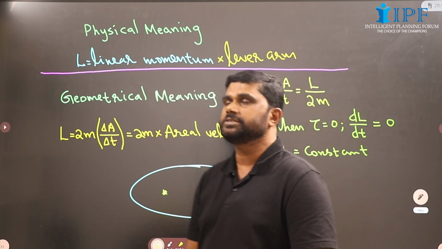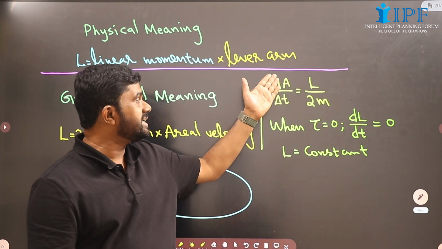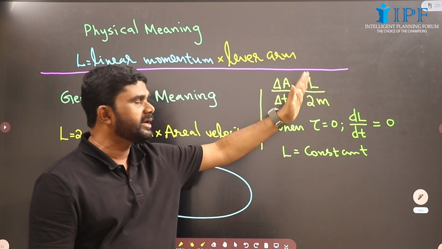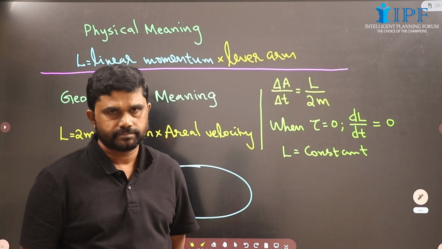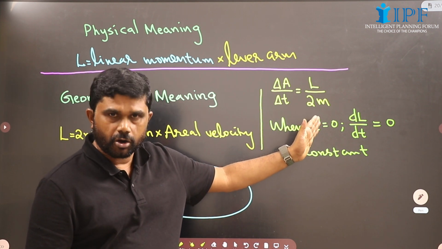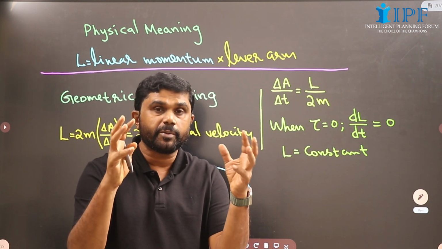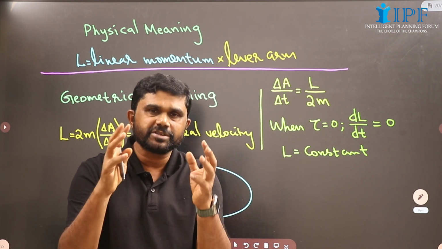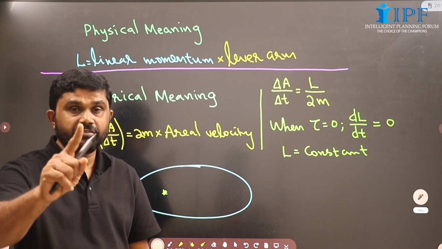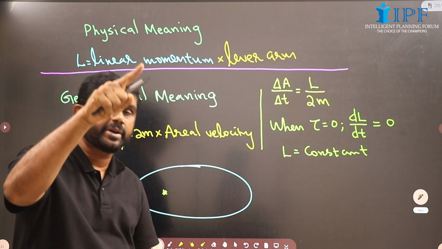Now children, we have the law of conservation of angular momentum. Delta A by delta T, that is the areal velocity, equals L, angular momentum, divided by 2m. When tau equals 0, when there is no external torque, dL by dt equals 0, which means the differential of angular momentum is 0, so angular momentum is constant. So L equals constant. Whenever there is no external torque acting on a system, angular momentum is constant.